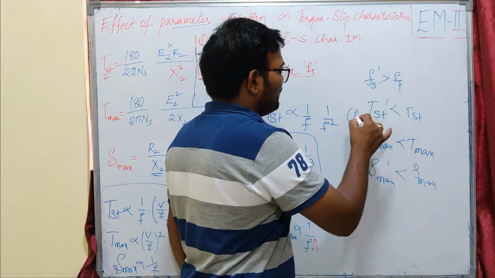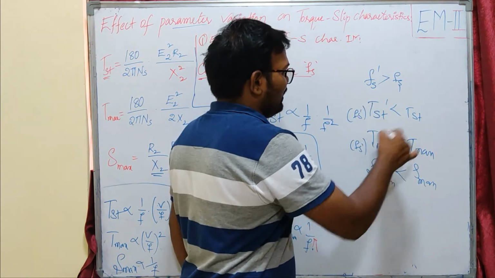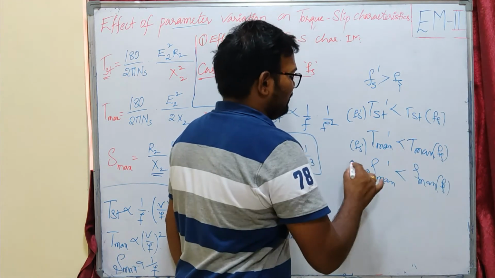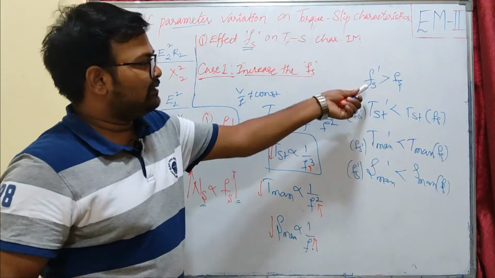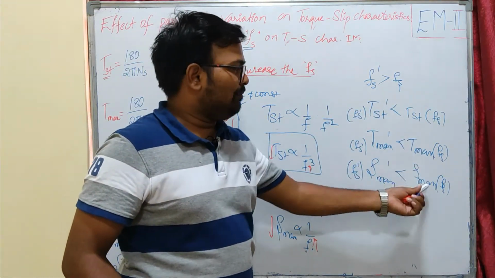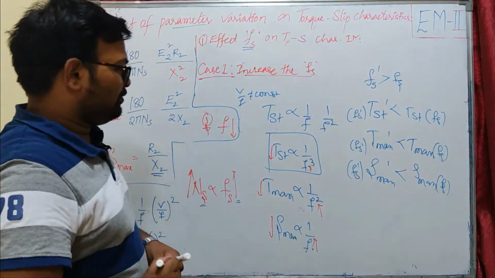So all these are related to Fs dash, because Fs dash is greater than Fs. So this is the parameter variation here. All these left side components are with respect to Fs dash, which is greater than our Fs. All these right side components are with respect to our supply frequency before increment.